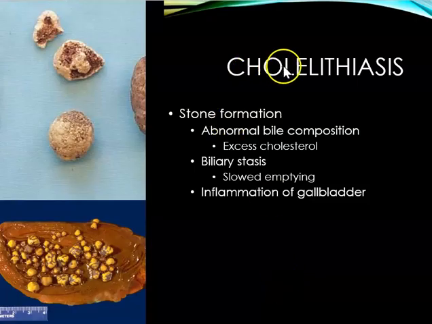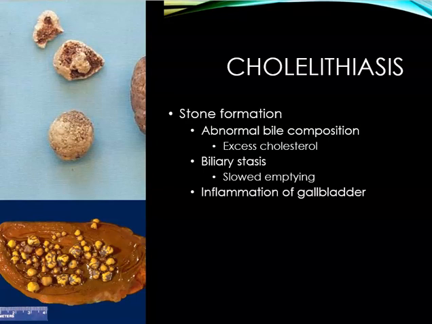So again, cholelithiasis, that's going to be the stone formation. And this happens from abnormal bile composition and excessive cholesterol. So how the stones are formed. When we talk about abnormal bile composition and excessive cholesterol, that's going to come from your diet, what your patient is ingesting. Think about what I said related to alcoholics being at high risk for developing cholelithiasis. So any type of biliary stasis or inflammation is going to help lead to gallbladder disease, and that's from a slowing down of the emptying of the gallbladder.